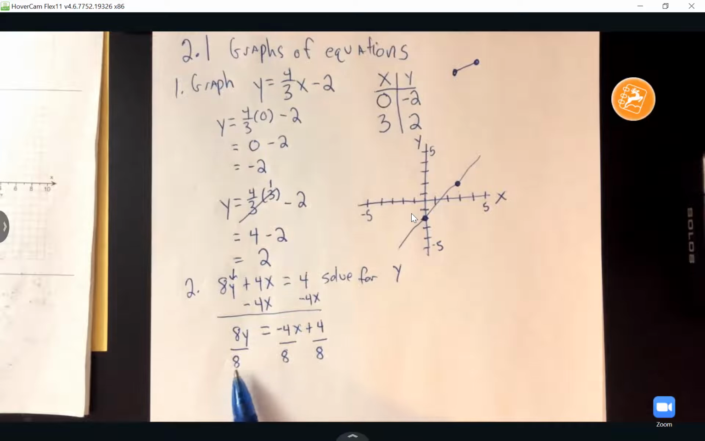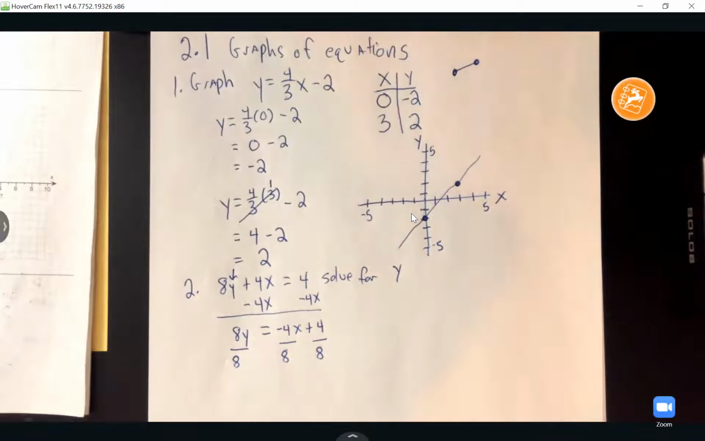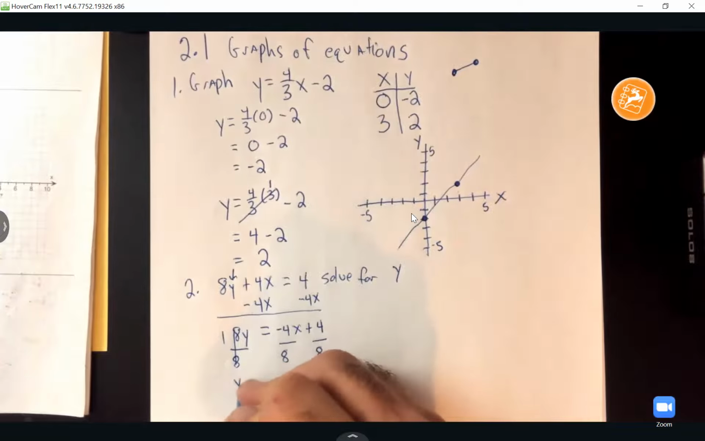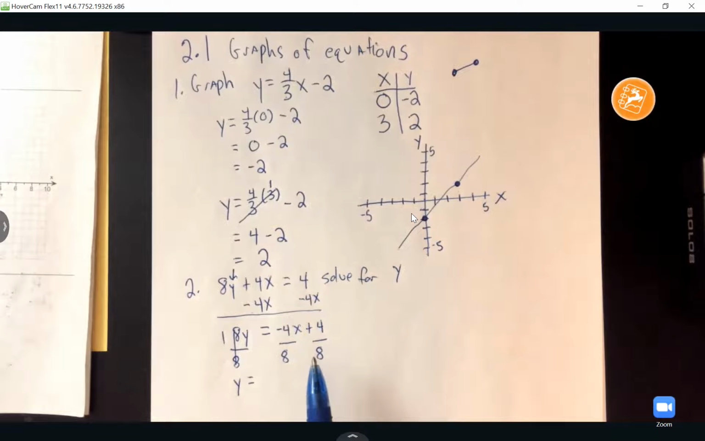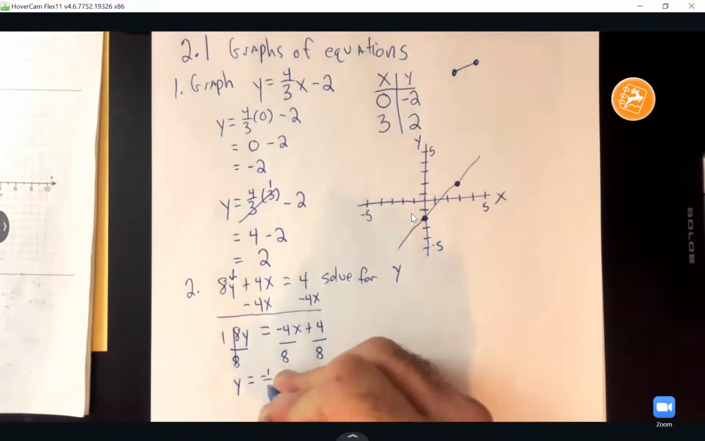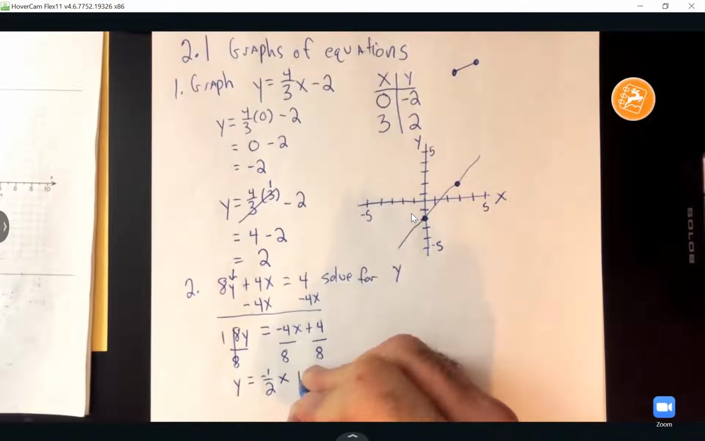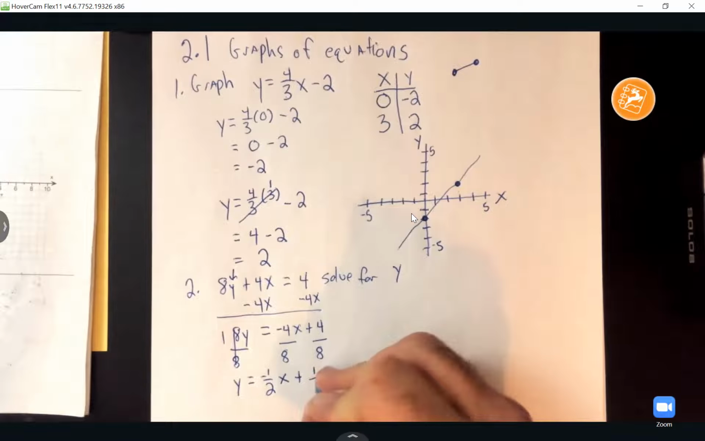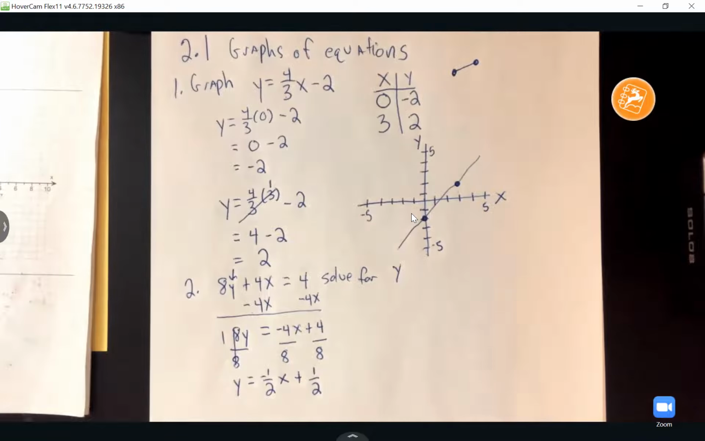Okay, so division, you have to do to everything just like you would if this is multiplication, okay? So now watch this. 8 divided by 8 makes that a 1. So I got a 1y. Negative 4 over 8 reduces to a negative 1/2 x. And then 4 divided by 8 reduces to a positive 1/2.